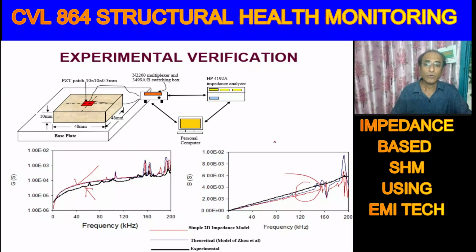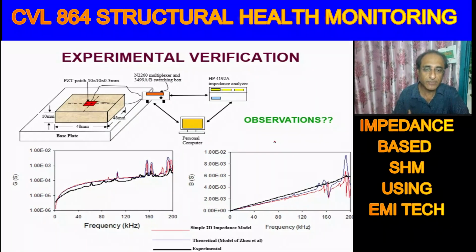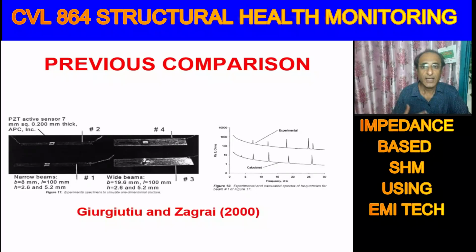So why are these things happening? Because we are basing our calculations on the parameters supplied by the manufacturer. So the best is that we find or measure our own parameters for the piezo patch. Then we can have a better comparison. So this is the previous case. For example, here these researchers find a lot of difference between the theory and the actual experiment. The peaks are correct, the frequencies are matching, but the magnitudes are not matching.